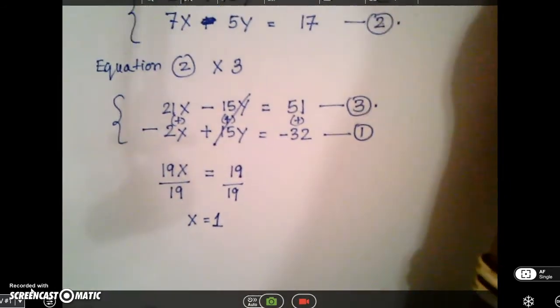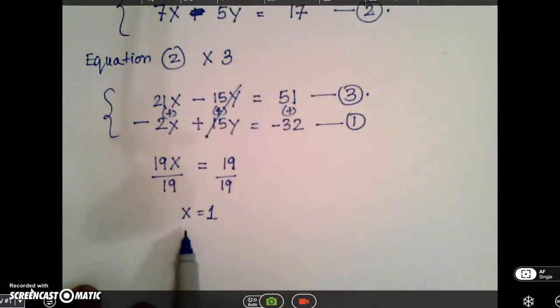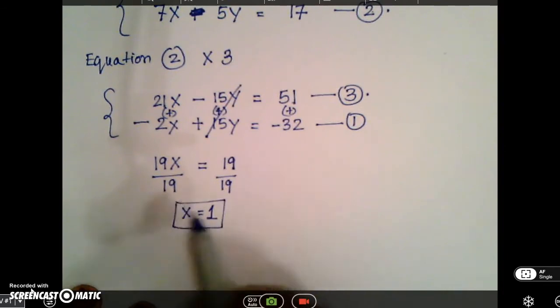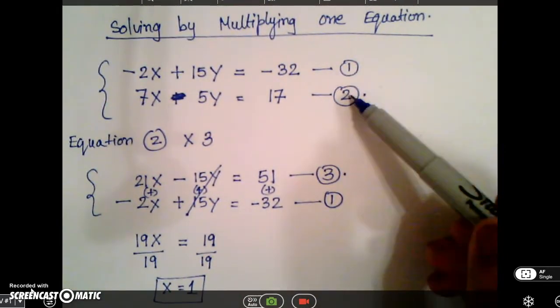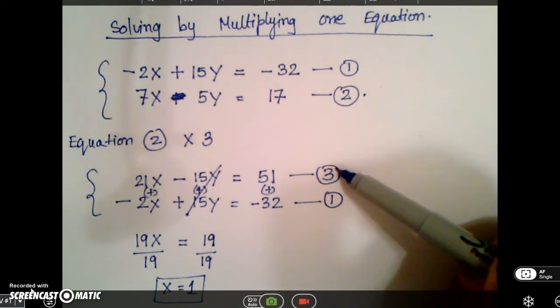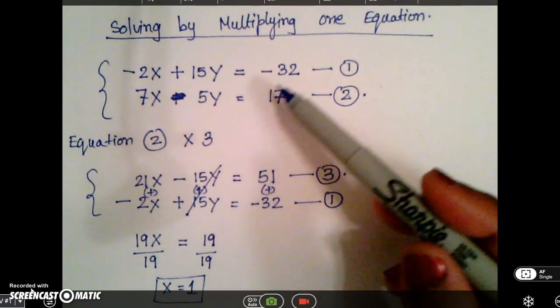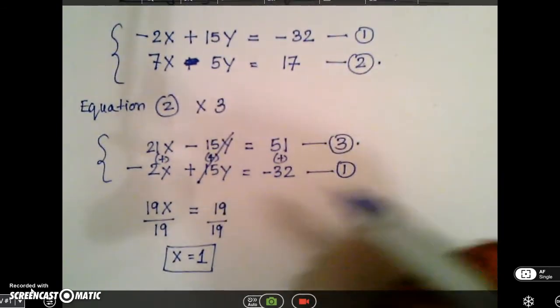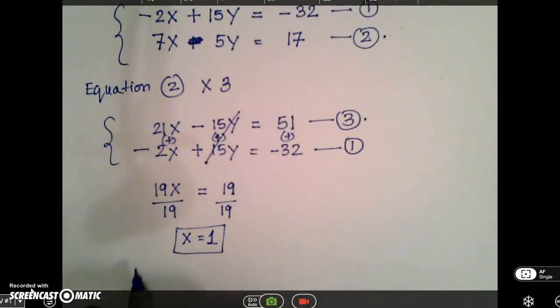Remember, we have to figure out what y is also. So now I have my x value and I have three equations, not one equation, but three equations. Equation number 1, equation number 2, and equation number 3. So my x should satisfy all of the three equations. So if I plug it into any one of them, it will satisfy all three equations and I can figure out what y is.